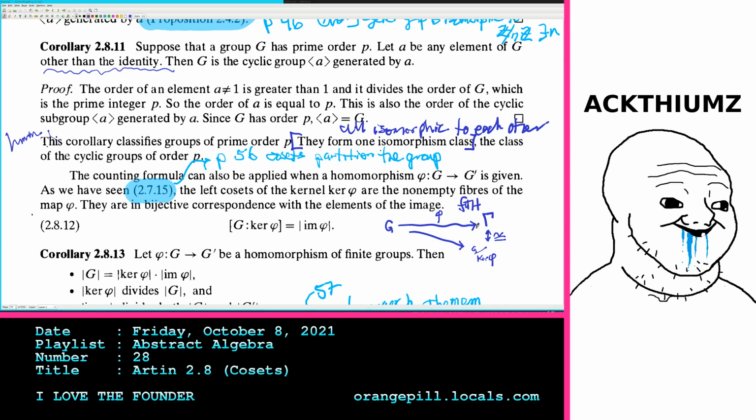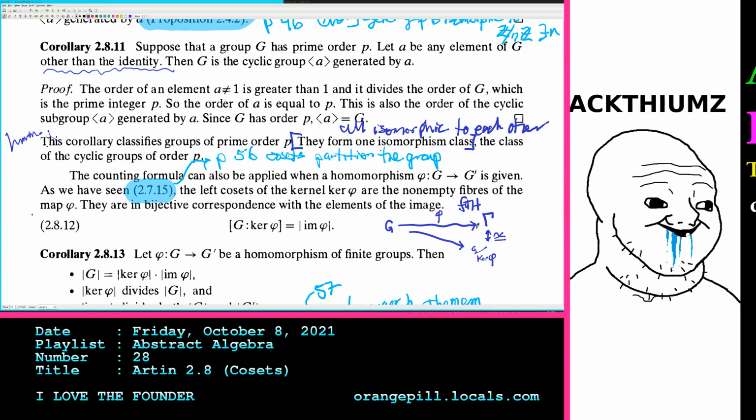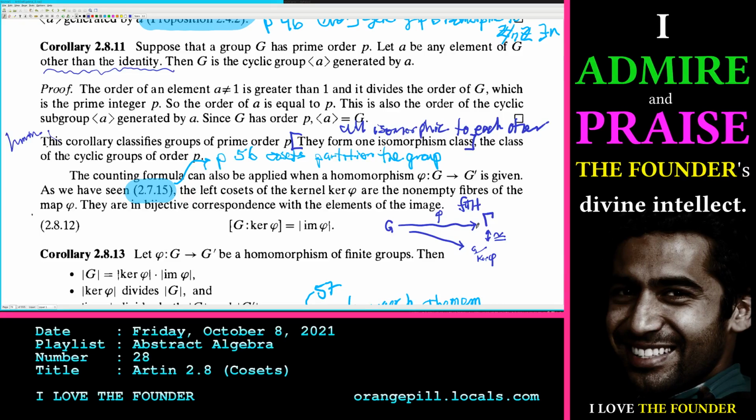The left cosets of the kernel of phi are the non-empty fibers of the map phi. They are in bijective correspondence with the elements of the image. So G mod kernel of phi is equal to the image of phi.